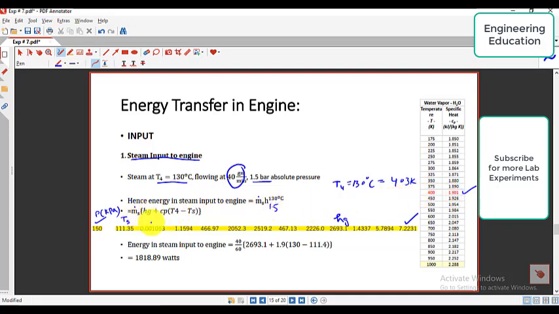So putting these values in this expression we get the energy in steam which is input to the engine. So m dot is 40 by 60, converting mass flow rate from gram per minute to gram per second, and this is 2693 joule per kilogram per Kelvin, plus Cp is 1.9, T4 is 130 degree, while saturation temperature Ts is 111.4. So simplifying these values we get the value 118.89 watts. So this is the energy in steam which is input to the engine.